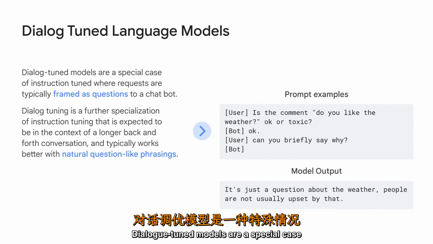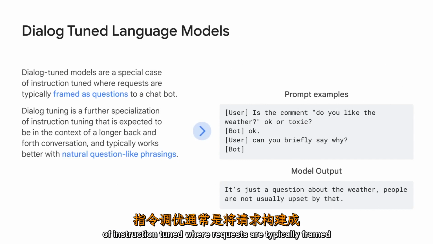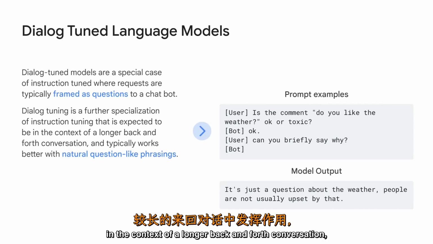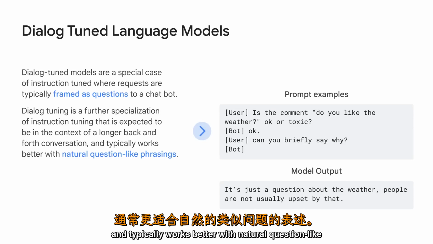Dialogue-tuned models are a special case of instruction-tuned where requests are typically framed as questions to a chatbot. Dialogue tuning is expected to be in the context of a longer back-and-forth conversation and typically works better with natural question-like phrasings.